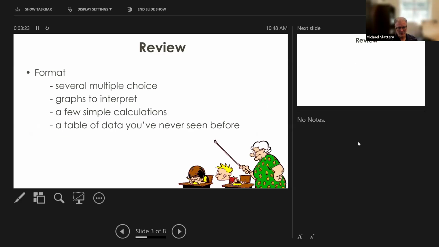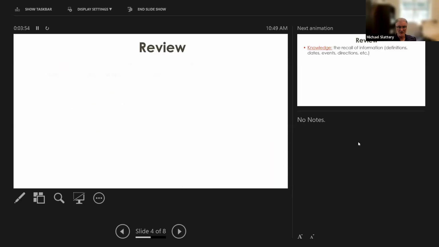It's all multiple choice, right? 50 of them. Within the exam, there will be graphs to interpret, a few simple calculations to do, which is why you'll need a calculator. And you'll see a table of data that you've never seen before. And often this instills a mild form of panic in the students, but please don't, because all of the concepts in that table you'll be able to answer if you've done the legwork on the preparation for the exam.